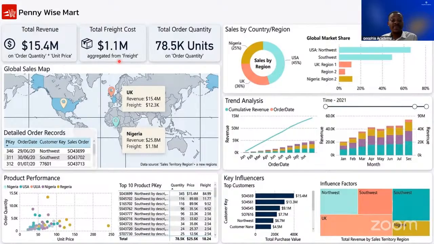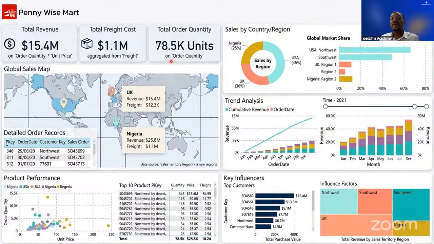And then we can also see the breakdown of the cost for shipping, 1.1 million. So total revenue does not mean these are total profits. This is just telling us how much we made. To get the profit, you must make sure you minus all the expenses to be able to get your final profit. And then we can also see the total order quantity.